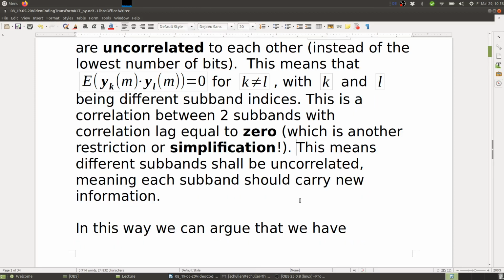Yeah, so this means different subbands shall be uncorrelated for this time lag 0, meaning each subband should carry new information. So keep in mind all those simplifications. So the solution should be taken with a grain of salt, because there are a lot of assumptions in it. So this would also mean we might have no correlation for lag 0 if they are aligned, but we might get correlation if we have a lag. Right, and that means there might still be common information hidden in the subbands.